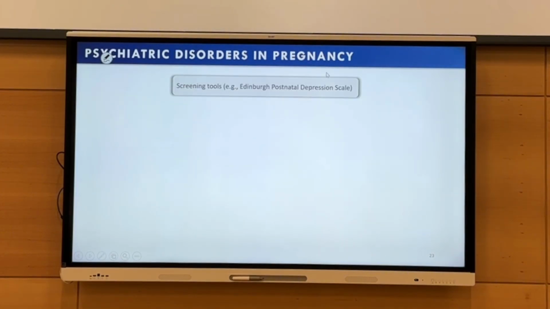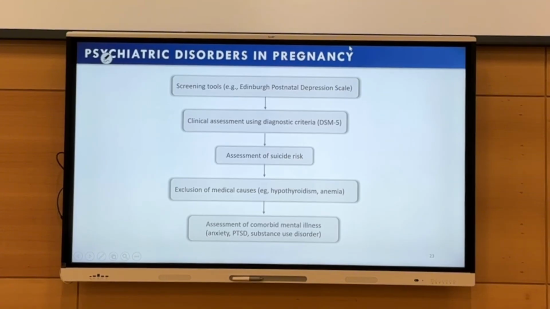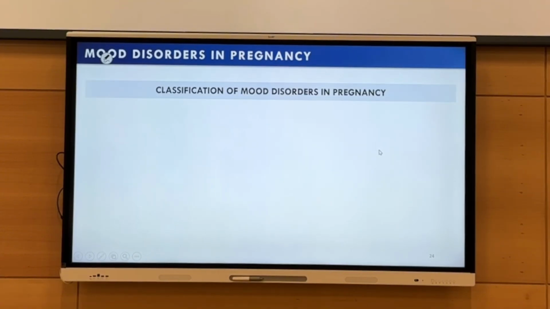So just briefly on psychiatric disorders, we do screening, the clinical assessment of suicide risk. You need to exclude medical causes, but assess for comorbid conditions like anxiety, PTSD, substance use disorder. Regarding the classification of mood disorders, there are three: the baby blues, which is less than 2 weeks, depression, which is more than 2 weeks, and psychosis.